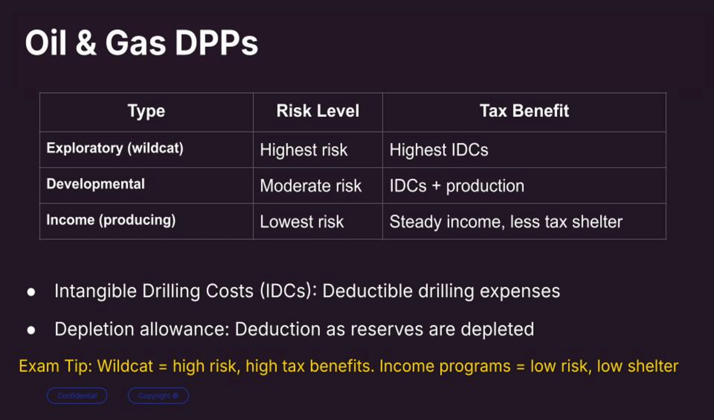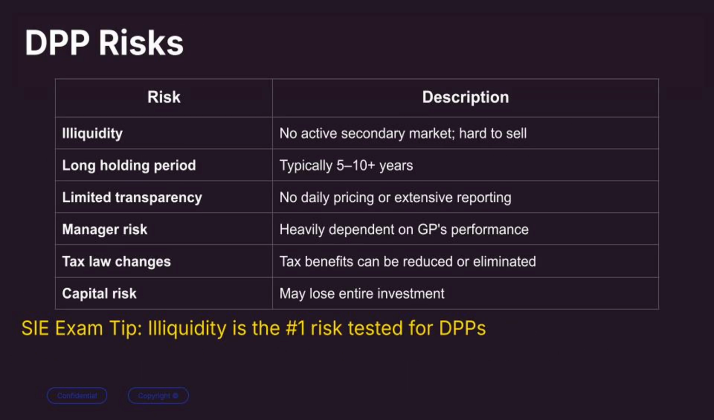There is also something called a depletion allowance, which lets investors deduct as reserves are used up. If the question pairs wildcat with high tax benefit and high risk, that is the right association. DPPs come with real risks, and the test wants you to know them. Illiquidity is the headline risk.